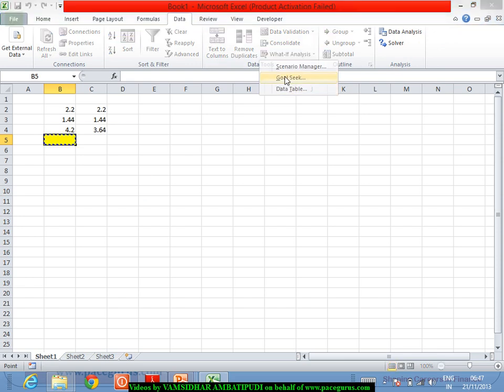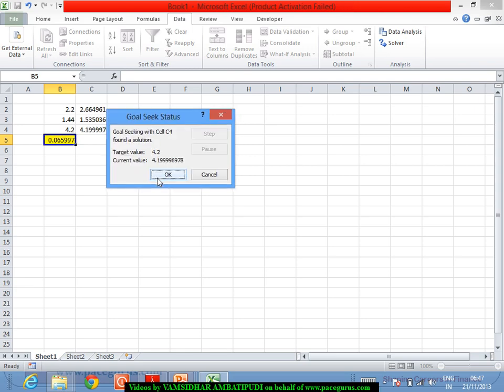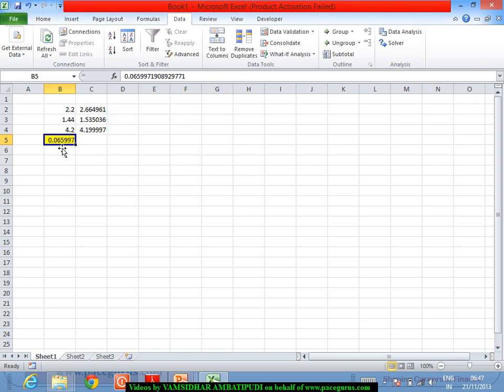I'll go to goal seek, simply saying you set the target. This is the target cell. Set it to 4.2 by changing this particular cell. So it is giving me an almost exact answer, saying 6.59, or to round it off, around 6.6%. Or I can take the help of interpolation, especially if I don't have access to an Excel spreadsheet.